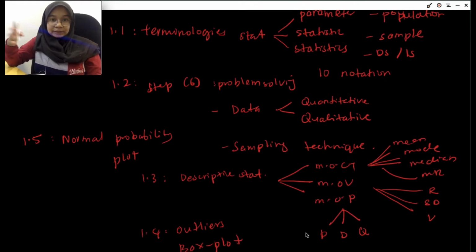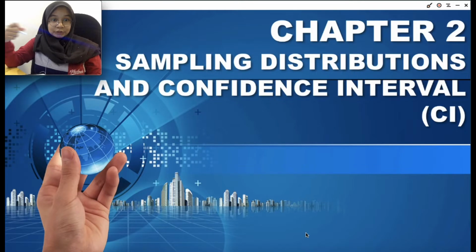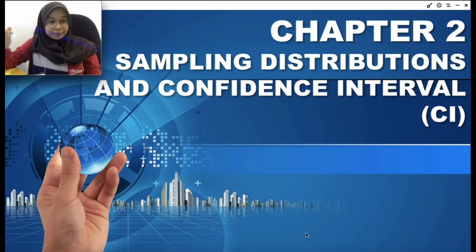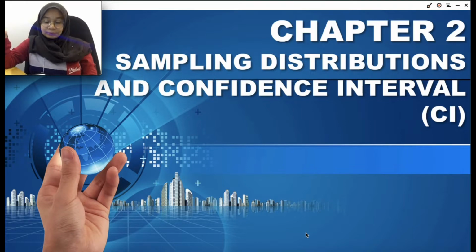It's all about describing the data, collecting the data, sampling technique, and so on. So now we will move to chapter 2: sampling distributions and confidence intervals. We have moved to another step. We want to make inferential statistic. We want to make analysis of our data. Now you have data, now we want to analyze your data, not just describe it.